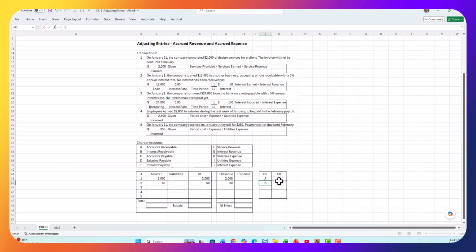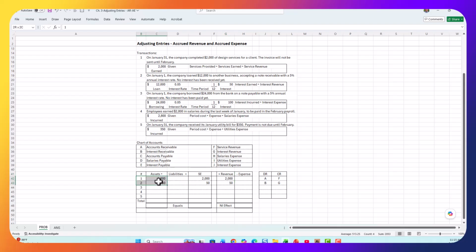To sum up accrued revenue, if the company delivers the service or provides the goods, it has earned revenue, regardless of whether cash has been received or not. If cash hasn't been received, then at the end of the month, an adjusting entry has to be made.